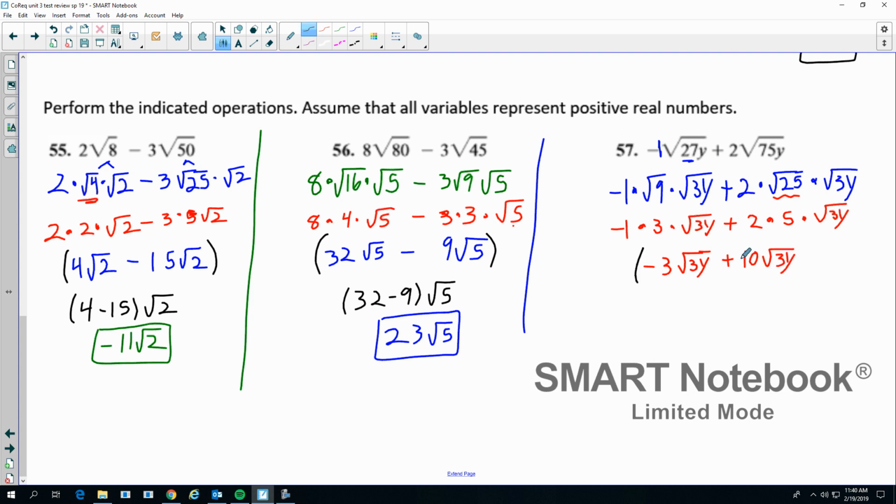And then once again, what I can do is factor out that square root of 3y. So I'm going to have -3 plus 10, and I'm factoring out the square root of 3y. And -3 plus 10 is 7. And then I have square root of 3y right there. And that's what we're looking at. And that's it. All right, one page to go.